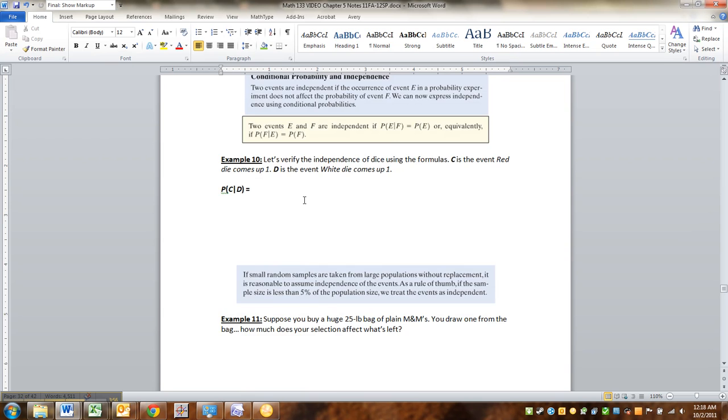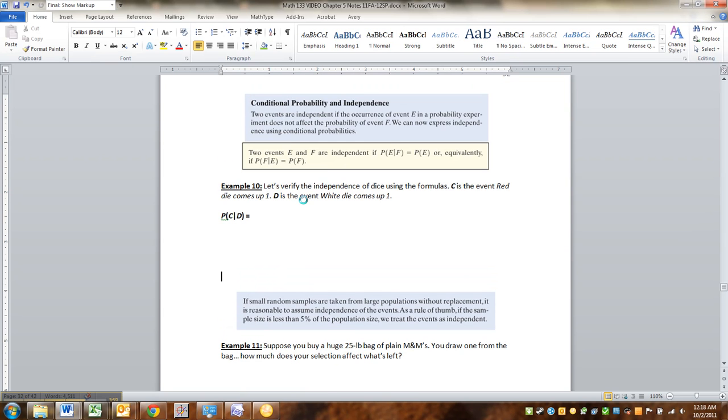All right, next. Conditional probability and independence. Okay. So if 2 events are independent, then their conditional probabilities will end up being equivalent, not equivalent, but equal to the probability of E. So the probability of E given F is equal to the probability of E if they're independent, or equivalently, the probability of F given E is equal to the probability of F.